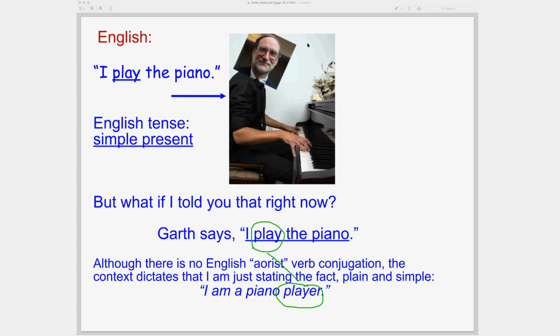Now, to go back to the idea of translating the past tense, if it's aorist tense, would I translate it, I played the piano, because it's a done deal? Well, it's true that I played it. If I'm a piano player, then I did play the piano, but that's not my point. The point is I'm stating as a fact, plain and simple, that I am a piano player. So if you change the verb to a noun, then you can paraphrase it correctly.